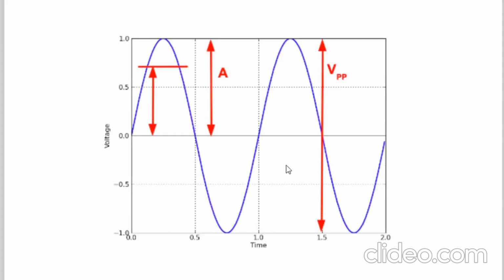Now here again, I have explained it simply. Suppose this is a peak to peak 2 volt sine wave, which means the positive peak is 1 volt and the negative peak is minus 1 volt. Out of that 1 volt, I have enlarged this section vertically.